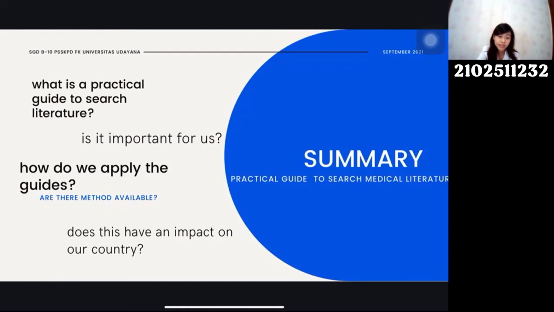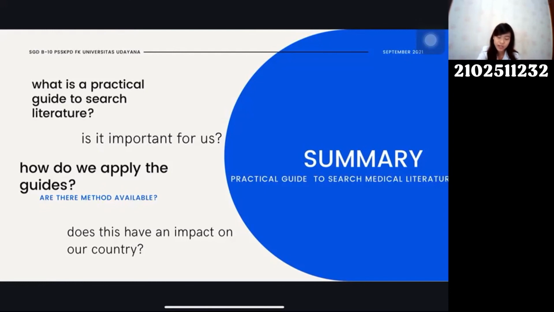With a Practical Guide to Search Literature, it can be easier for researchers to find credible sources in conducting their research. There are 5 steps to assist us. The first one, starting with identifying the problem, assessing the best evidence by browsing, problem solving, critically appraising the evidence, and the last one, acting on the result.